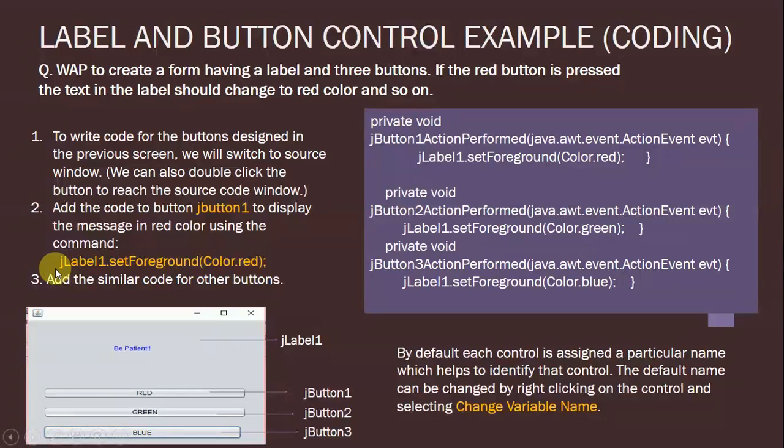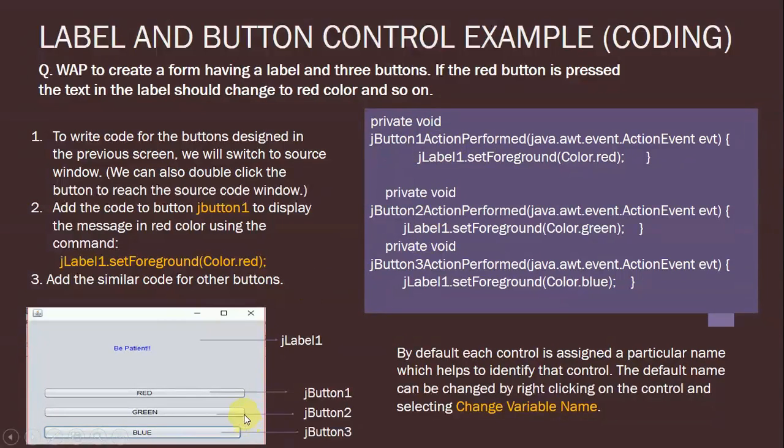So I will give the command JLabel1.setForeground(Color.red). This will make the color of the JLabel control red. The foreground color will be set to red. You can see here, if I double click on this, this line is automatically written. I will add just this line of text to my first button.